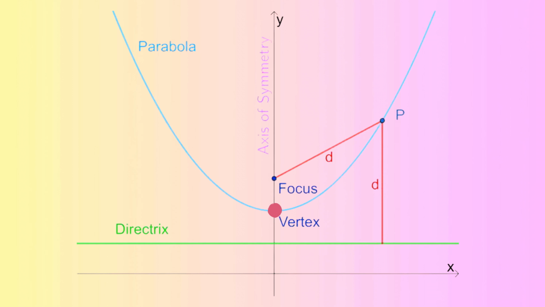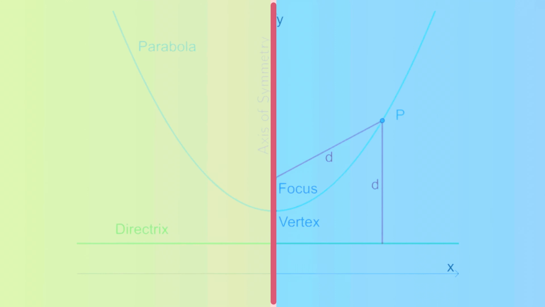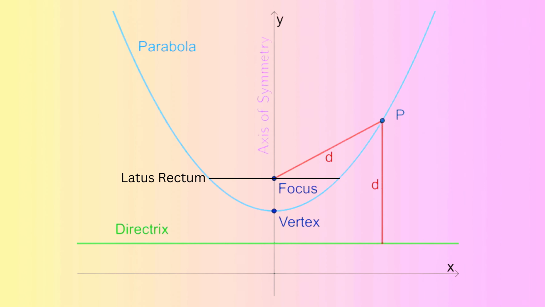We also have the vertex of the parabola. It is the point of intersection of the parabola and the axis of symmetry. It is found at the midpoint of the focus and the nearest point on the directrix. The axis of symmetry is a line that divides the parabola into two congruent halves. The axis of symmetry always passes through the vertex and the focus of the parabola. The latus rectum is a line segment passing through the focus, and perpendicular to the axis of symmetry.